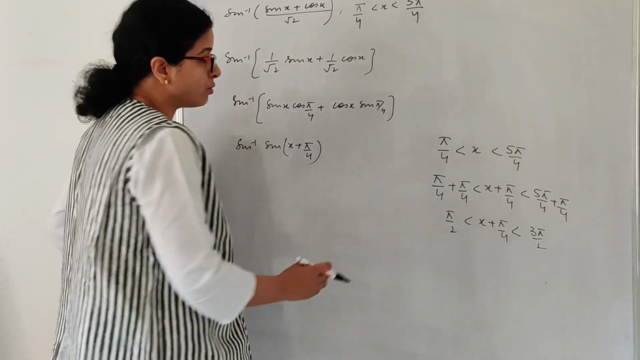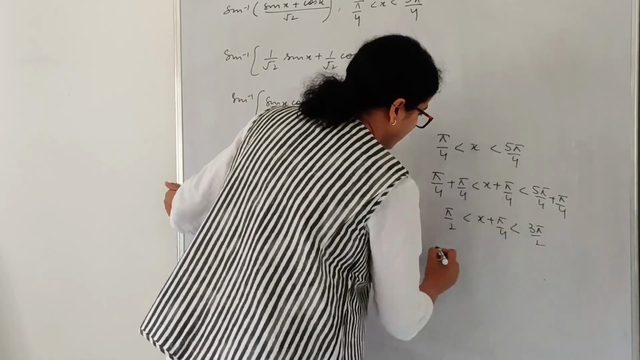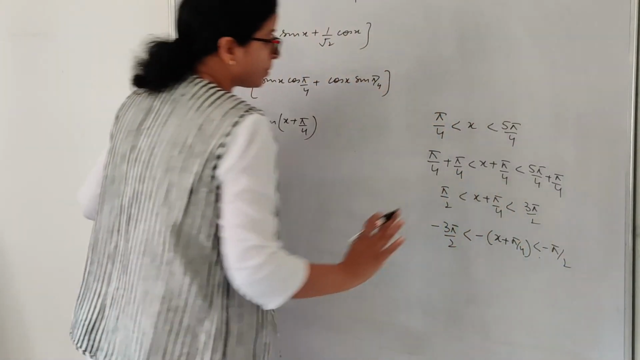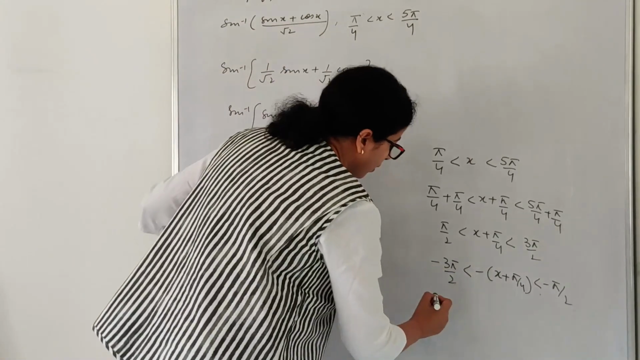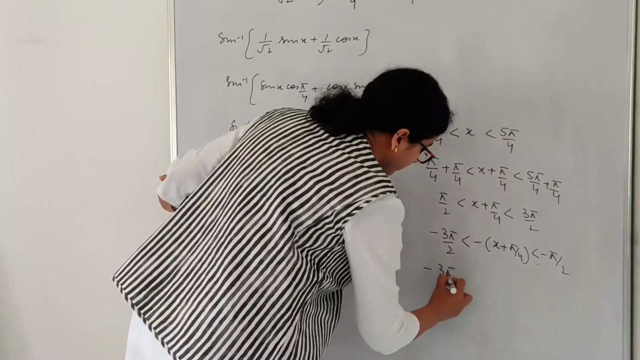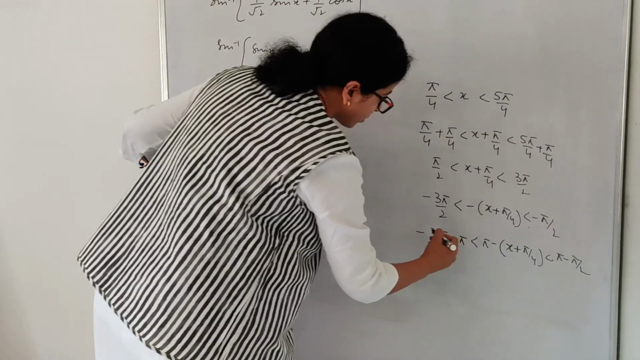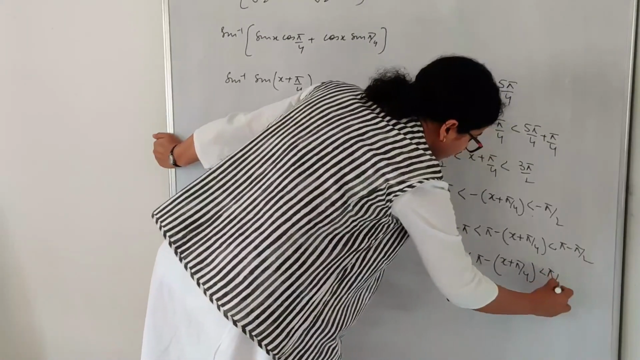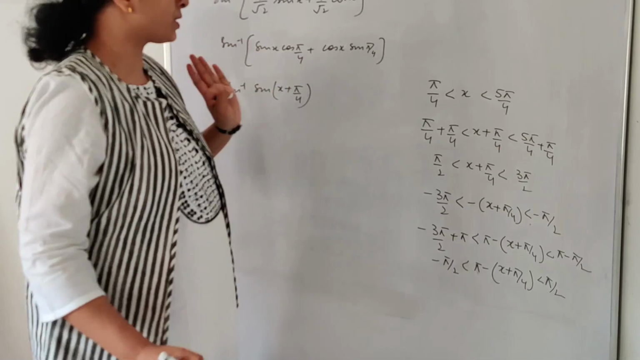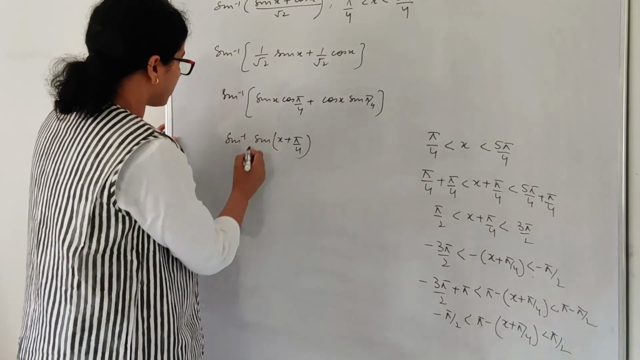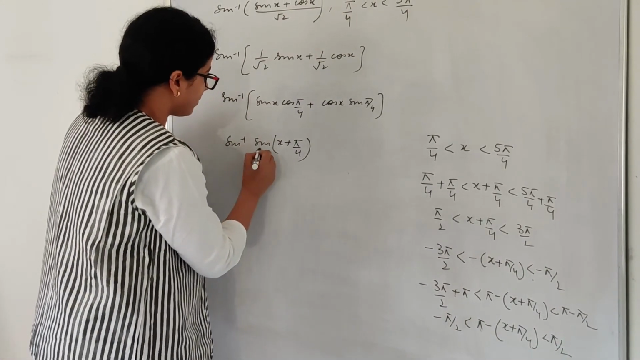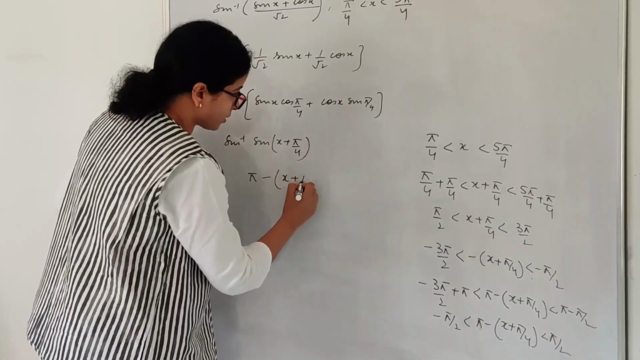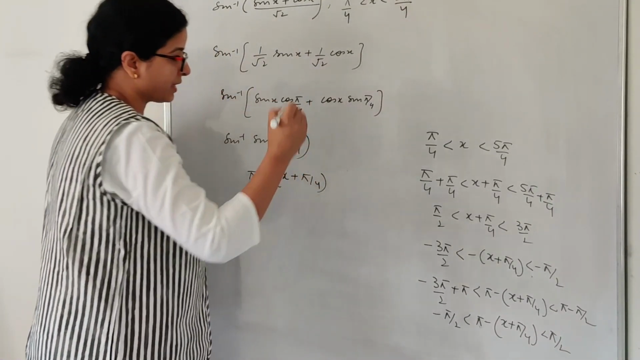So what I am going to do, multiply throughout by minus sign. So minus 3 pi by 2. Inequalities will be reversed, right? Now I will add pi. Now solve this, minus pi by 2. So now it lies in my inverse range, right? So now I can write my sine inverse of sine, this will be equal to pi minus x plus pi by 4. Is that clear?